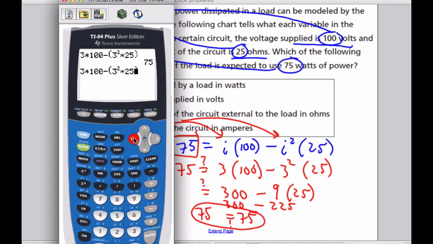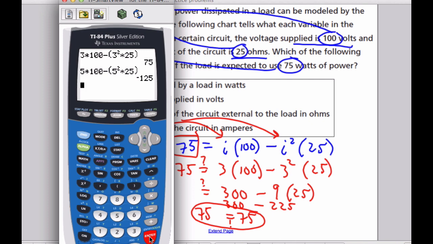I don't have to retype that whole thing. I can just go back and change these numbers to a 5. Let's go here. That 3, I want it to be 5 instead of a 3. And then the 100 times 3, I'm going to change that 3 to also be 5. I hit enter, negative 125. Well, the 75 does not equal negative 125, so I know the 5 doesn't work.